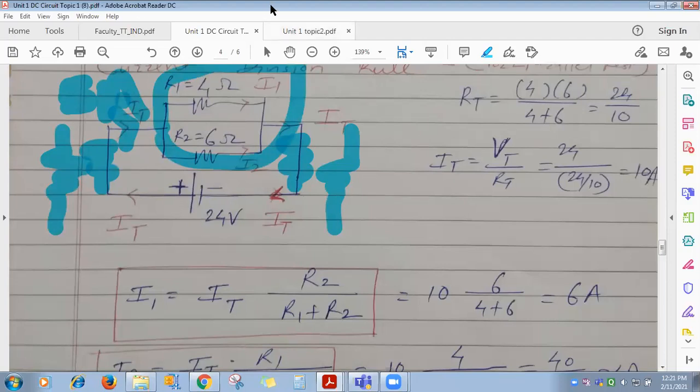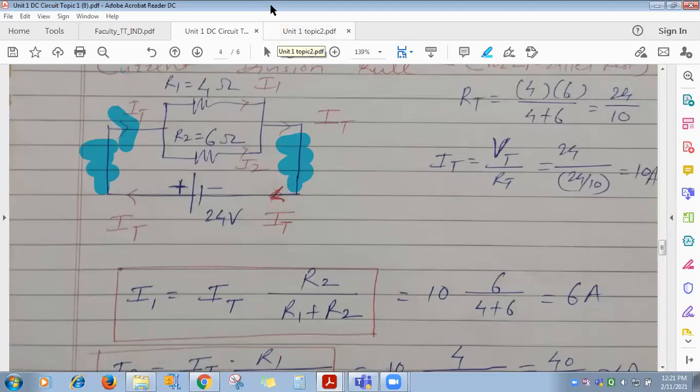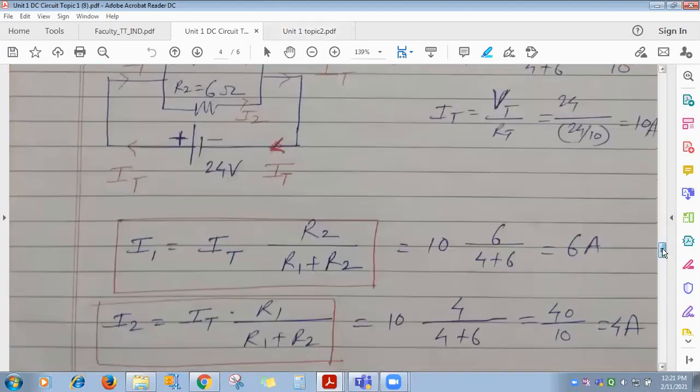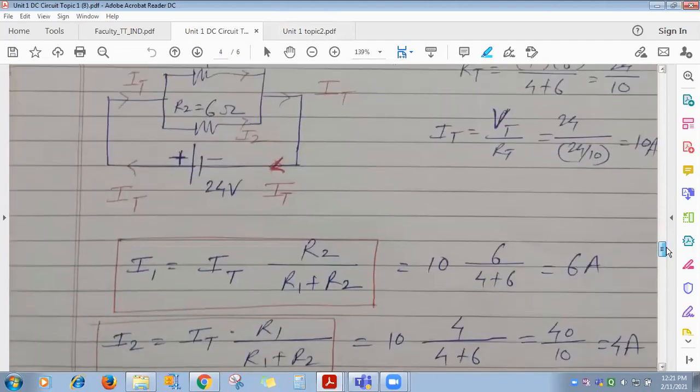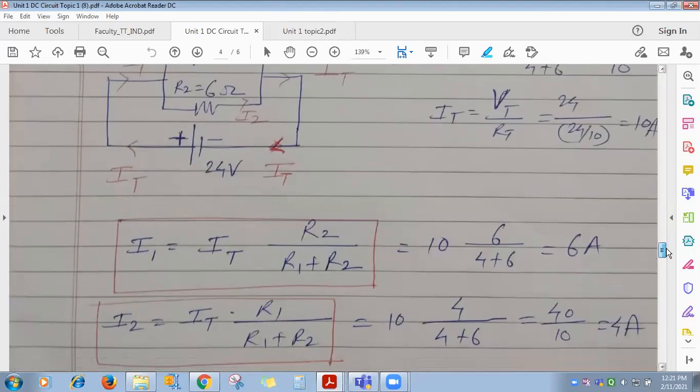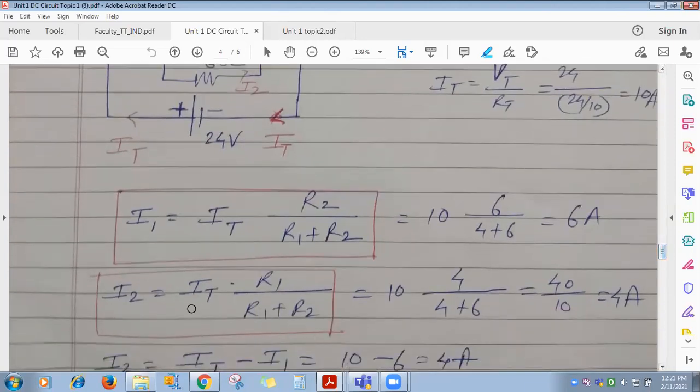So it depends on the circuits. In some circuits it's easy to apply the current division rule. So you must know all formulas, then whichever is easy you can use. Clear? Okay, so what is the formula for I2? I2 is I total, then again in the numerator which resistance?